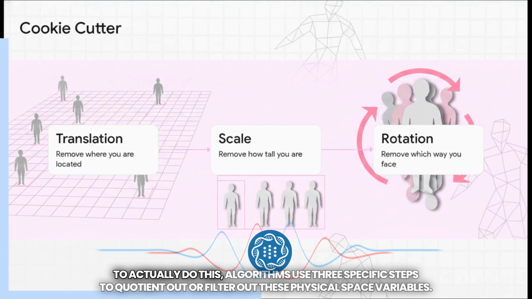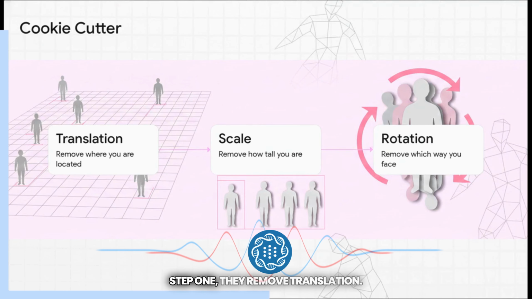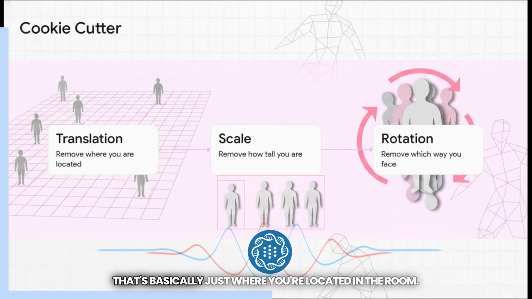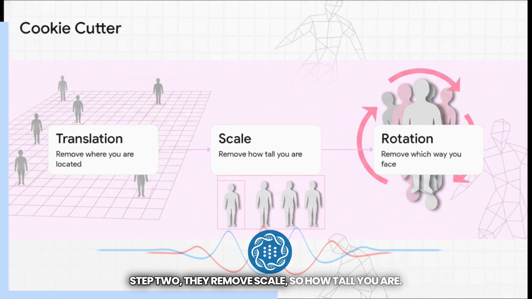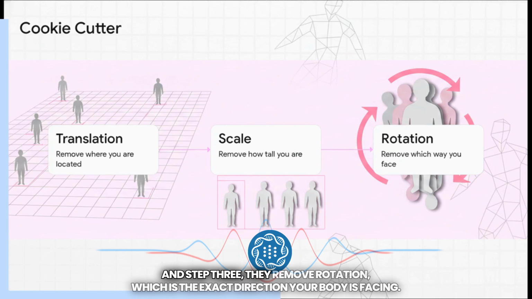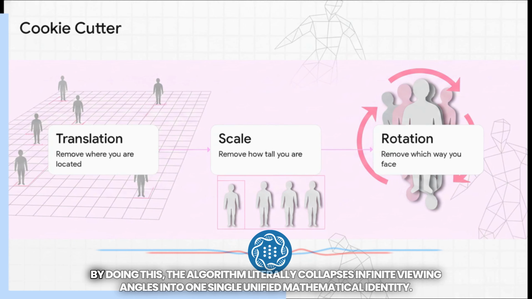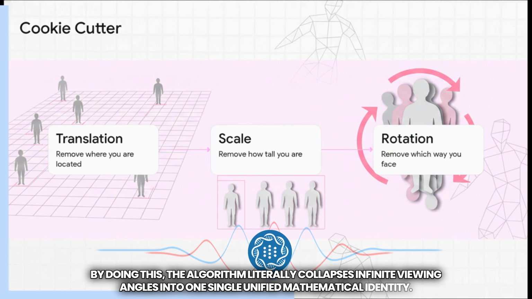To actually do this, algorithms use 3 specific steps to quotient out, or filter out, these physical space variables. Step 1, they remove translation. That's basically just where you're located in the room. Step 2, they remove scale, so how tall you are. And step 3, they remove rotation, which is the exact direction your body is facing. By doing this, the algorithm literally collapses infinite viewing angles into one single, unified mathematical identity.